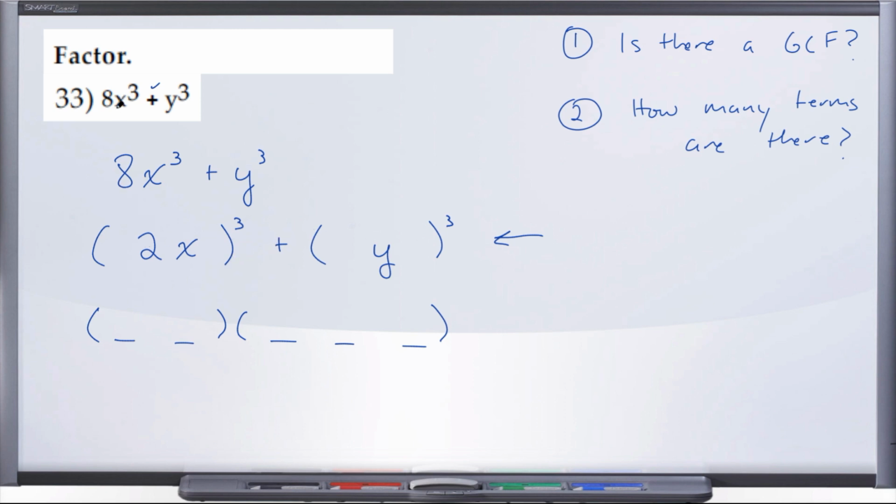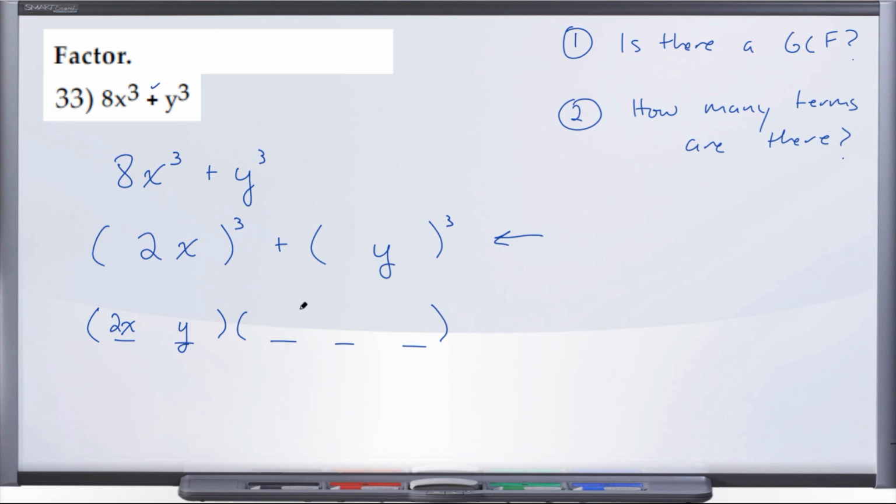A cube factors into a binomial times a trinomial. And for the binomial portion, all you're going to do is whatever's inside your parentheses, pull down. So the first set of parentheses becomes the first term in the binomial. So we're going to pull that 2x down. Whatever's in your second set of parentheses becomes the second term in the binomial. And let's not worry about signs right now. We're going to fill in signs at the very end. All right, so here's our binomial.